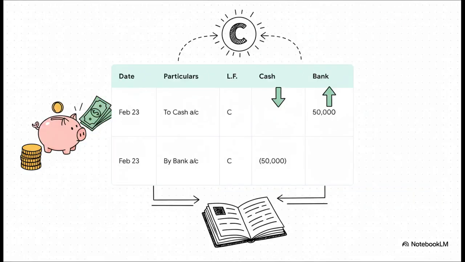Okay, let's walk through this example. We're depositing $50,000 into the bank. Now notice how the transaction is recorded on both sides of the book. The bank column goes up by $50,000 and the cash column goes down by $50,000. And see that little letter C there? That's the secret code. It tells any accountant looking at this, hey, this is a contra entry. Don't post it anywhere else.